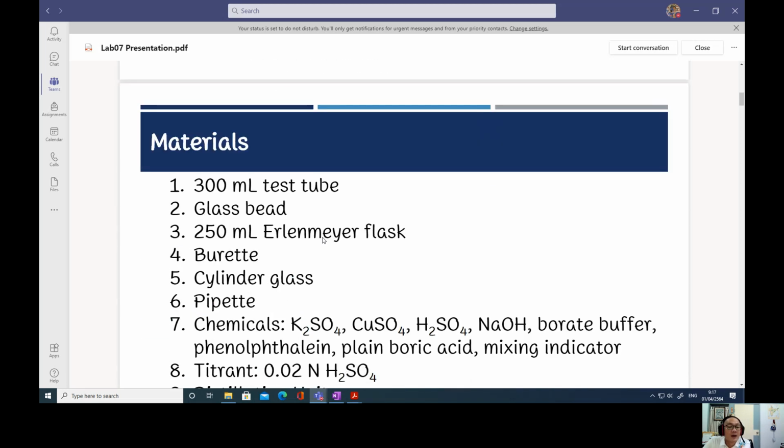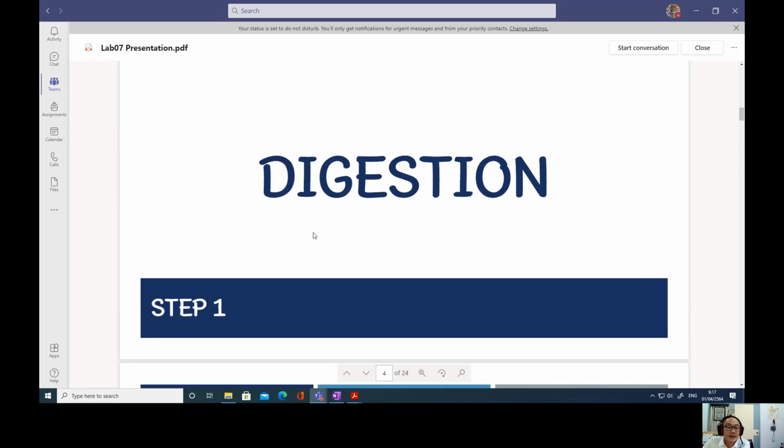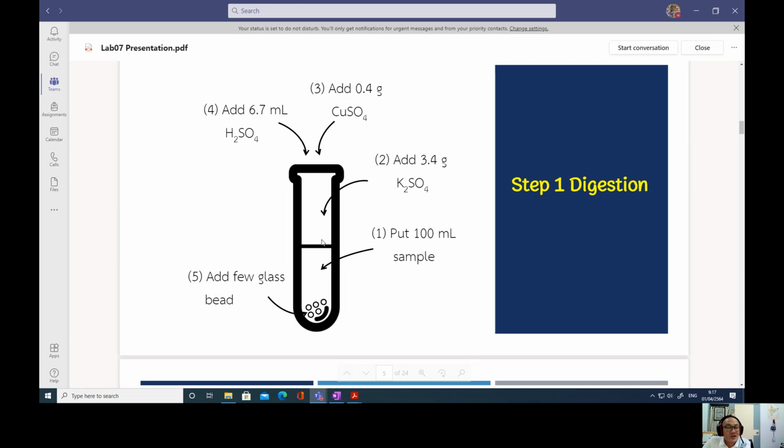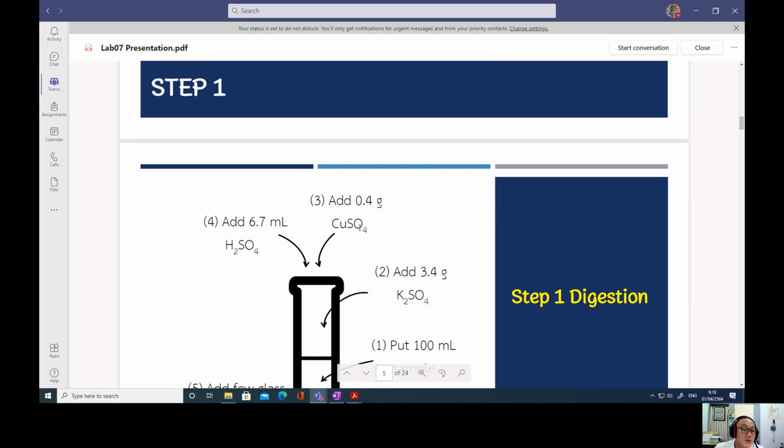There are some materials required for the digestion, and what we have to do is all summarized here. We need to put a glass bead. We need to put 100 ml of sample. We have to add potassium sulfate, copper sulfate, as well as sulfuric acid to allow them to react under the higher temperatures.